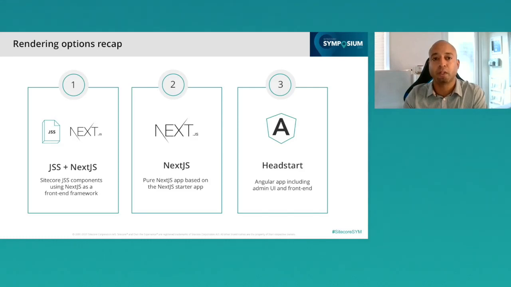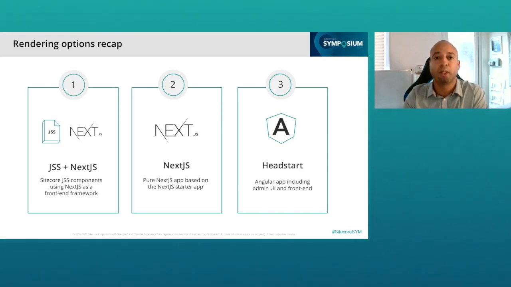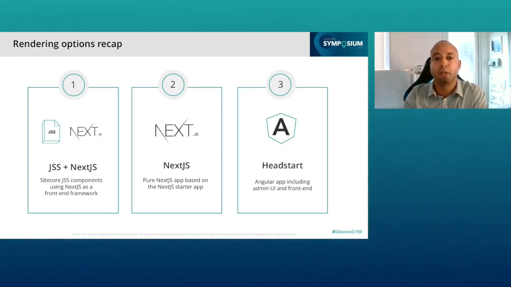Lastly, we can use Headstart, an Angular-based accelerator that also includes a back-office application. Similar to a standalone Next.js application, this application would have no knowledge of your Sitecore XM or XP instance, so any integrations, again, would have to be written. Which route you consider depends entirely on the specifics of your project, but I think Next.js with JSS or standalone, in conjunction with OrderCloud, is a super powerful combination for the enterprise and a fantastic developer experience.